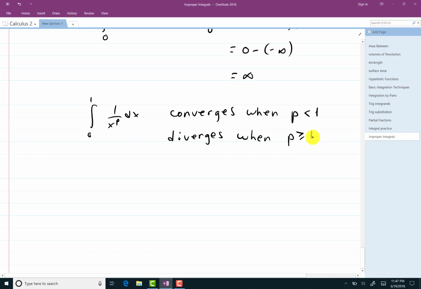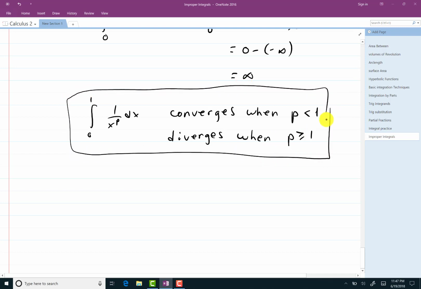And notice if you compare that to the other one, the situations are completely reversed. The other one converged when p was greater than 1. So that's why I said they're flip sides of the same coin, actually. Very intimately related are 0 and infinity. It's impossible, actually, to separate them because of this.